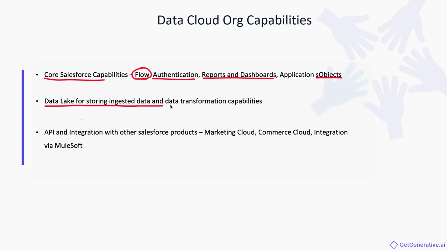Data lake for storing ingested data and transforming capabilities. So Data Cloud stores the data into a data lake. Either you bring your own lake, or you utilize the lake that's provided by Salesforce. API and integration with other Salesforce products. So you can integrate directly with Marketing Cloud, Commerce Cloud, integration via MuleSoft. There are a few more products that you can integrate directly. Any examples of core capabilities? I'll come to that in the next few slides. There are examples which we will discuss. I'll also show you a practical difference by logging into one of the Salesforce instances which has Data Cloud.